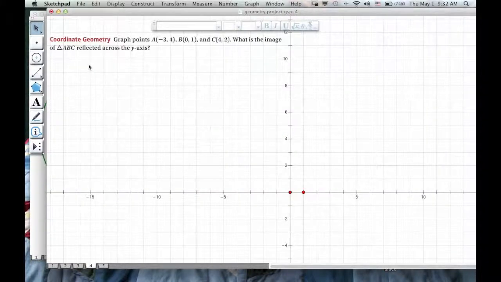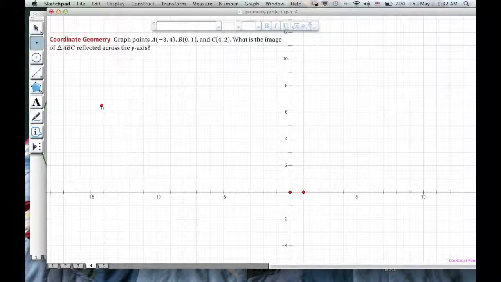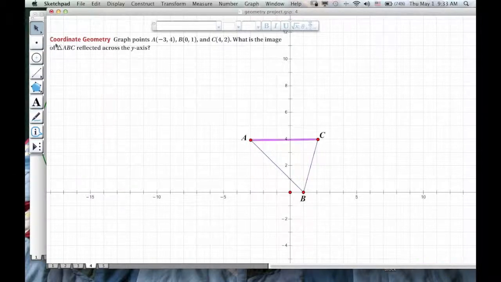So in this problem, it asks us to graph points A, B, and C. What is the image of the triangle ABC reflected across the y-axis? A is negative 3, 4, and B is 0, 1, and C is 4, 2 here, and then we connect the dots. So the y-axis acts as the line of reflection.